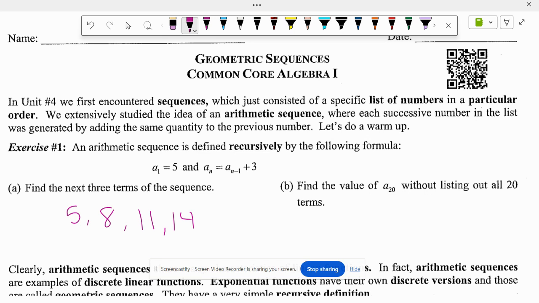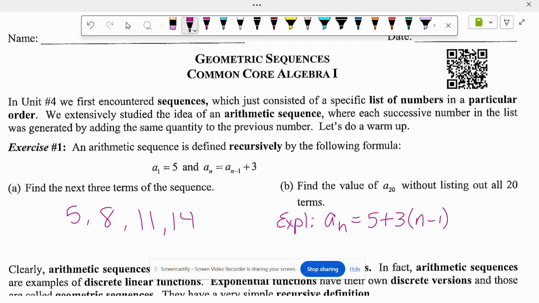Okay. Find the value of A of 20 without listing all 20 terms. Well, that means I need to know the explicit formula. So remember the rule for the explicit formula. It's right on the board. It says A of n equals your A of 1, which is your first term. What's our first term in our sequence? 5 plus the common difference. What's my common difference? 3 times n minus 1.